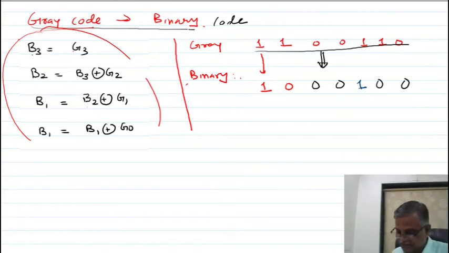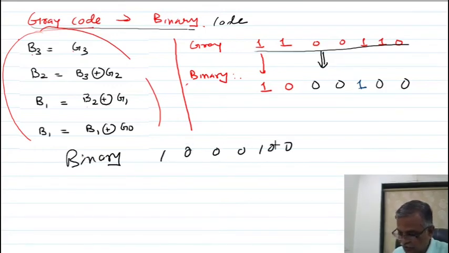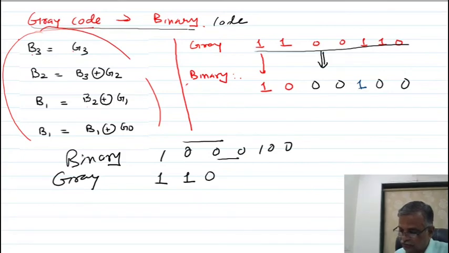In reverse, you want to check with this binary, 1 0 0 0 1 0 0. Right, this is the corresponding gray code. This is as it is. Then you find the exclusive OR function of these two. So it is 1. Find the exclusive OR function of these two. 0. Find the exclusive OR function of these two. 0. Find the exclusive OR function of these two. It is 1.